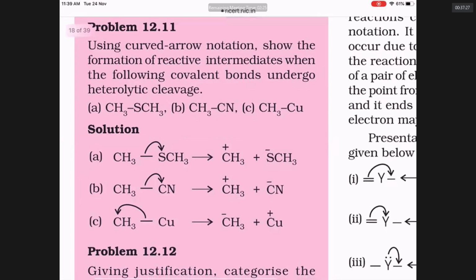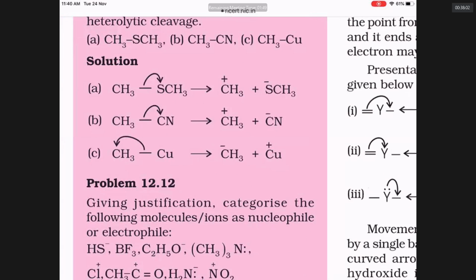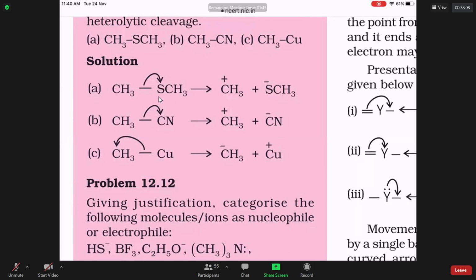Please do this exercise 12.11. Using a curved arrow notation, show the formation of reactive intermediates when the following covalent bonds undergo heterolytic cleavage. CH3, electron pair will go to sulfur because sulfur is more electronegative than carbon. So sulfur gets minus charge, carbon gets plus charge. CH3, the CN group where nitrogen is linked to carbon makes carbon more electronegative. So electrons are going towards C. Whenever a metal is bound to carbon, metal is always less electronegative. So carbon gets negative charge. So you are getting CH3 minus Cu.